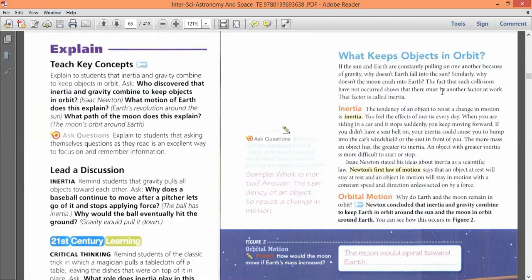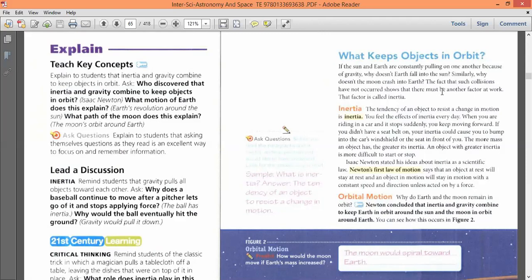When you are riding in a car and it stops suddenly, you keep moving forward if you don't have a seat belt. So we advise all of you to fasten your seat belt because it's safer for you. The inertia could cause you to bump into the car windshield or the seat in front of you.